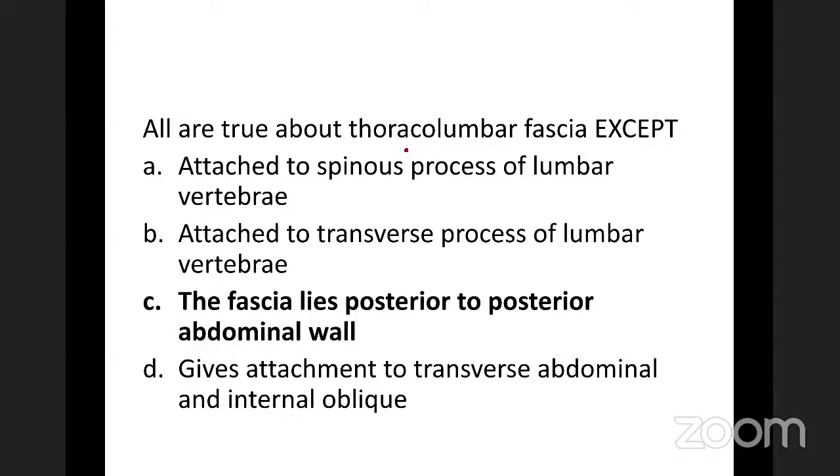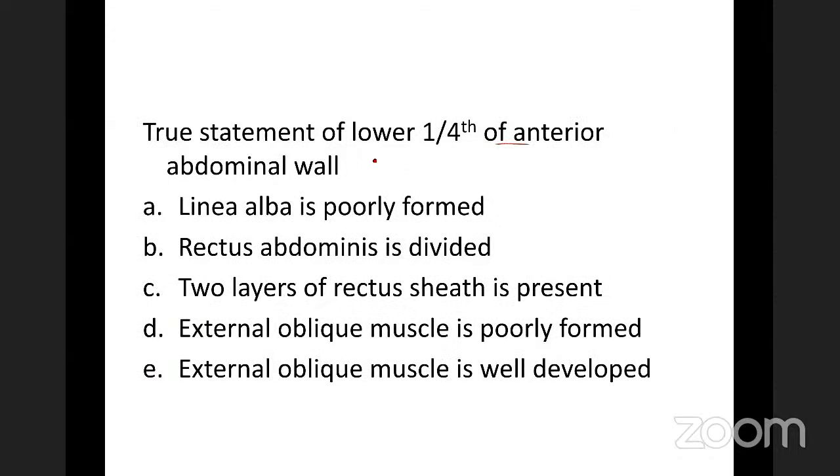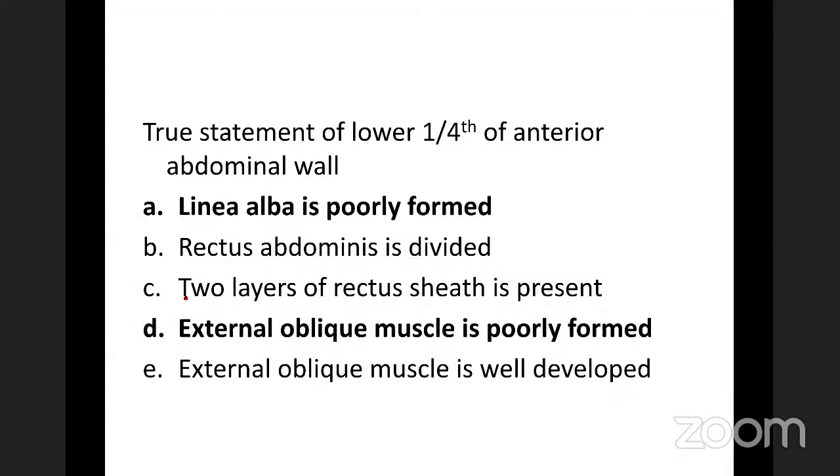True statement about the lower 1/4 of the anterior abdominal wall. We are talking about the lower 1/4, that is below the umbilicus. We studied the umbilicus and the pubic symphysis midpoint. We are talking about this point. Linea alba is poorly formed here. Rectus abdominis is divided. Two layers of rectus sheath is present. External oblique muscle is poorly developed. External oblique muscle is well developed. The answer to this is, in this region, linea alba is not very strong. And also, we already discussed while discussing external oblique muscle, it is poorly formed in this region. So that is the answer.